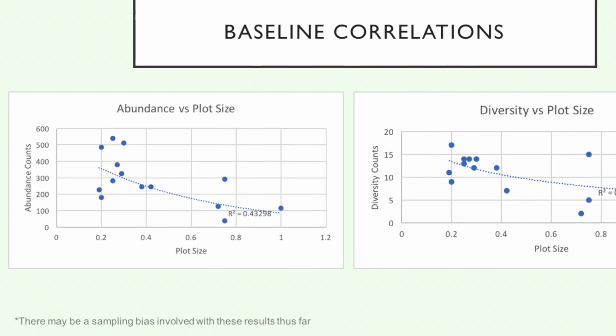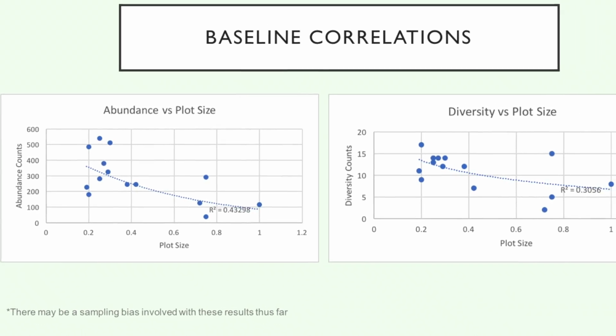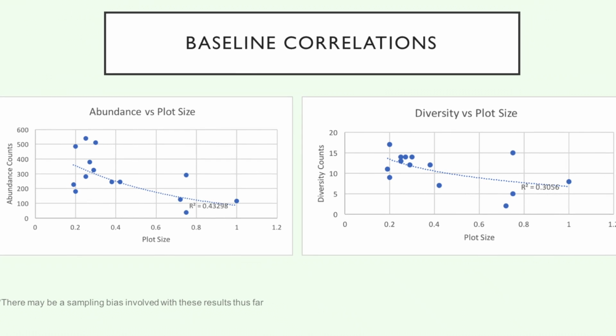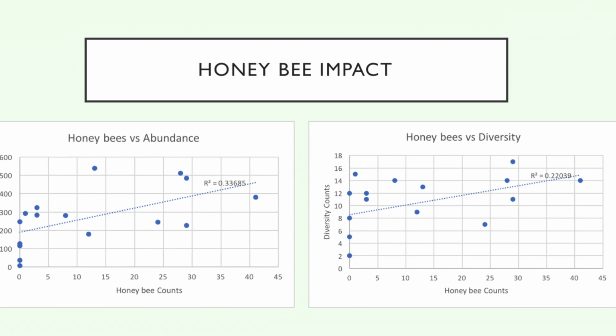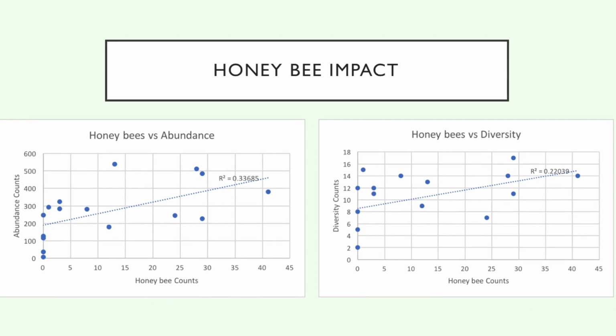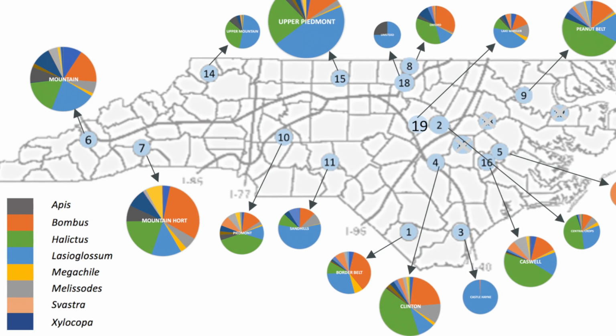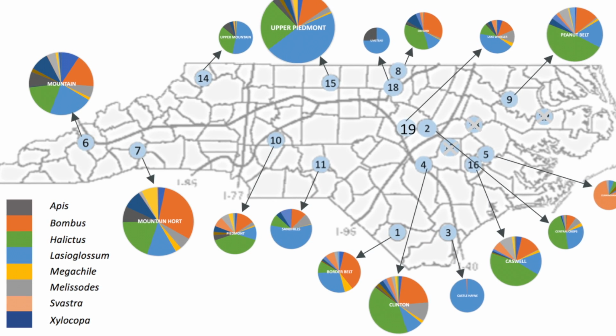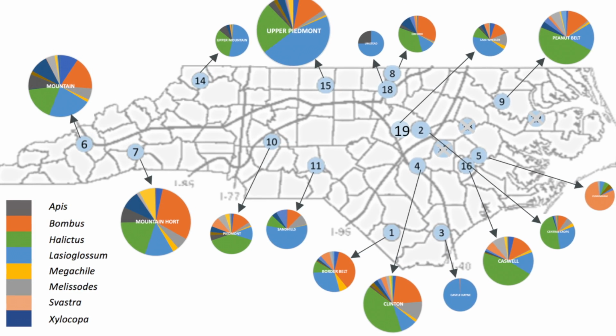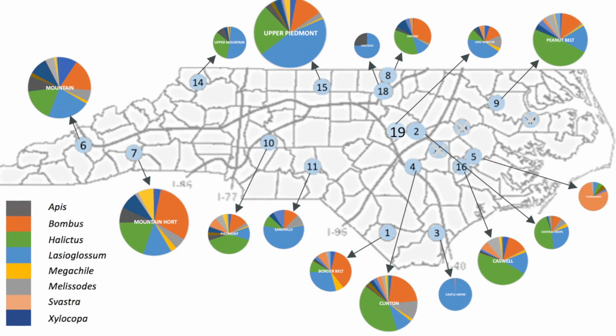For example, we can look at how plot size affects abundance and diversity of native bees. We can look at how the presence or absence of honeybees affects the abundance and diversity of native bees. We can look at differences of populations over time and geographic area. And we can also get more specific and look at the population dynamics within a particular genus.